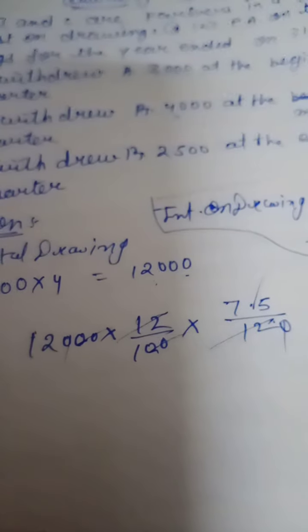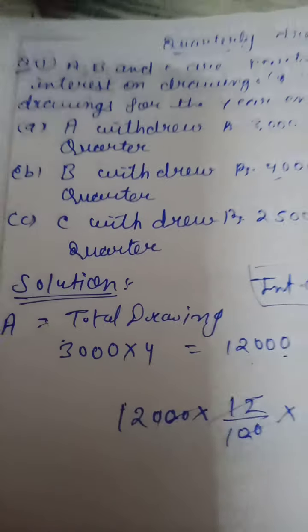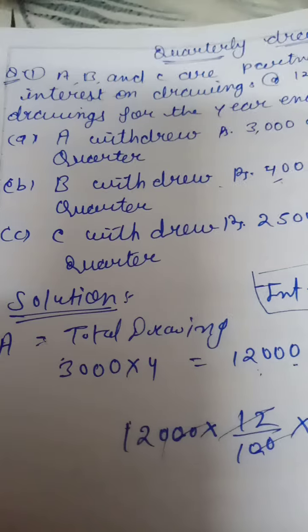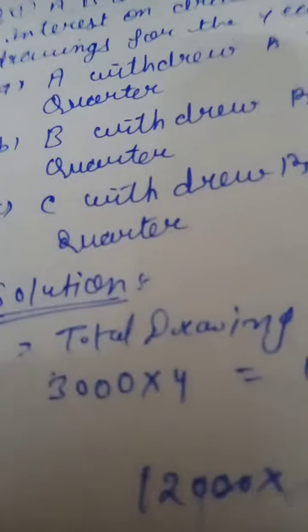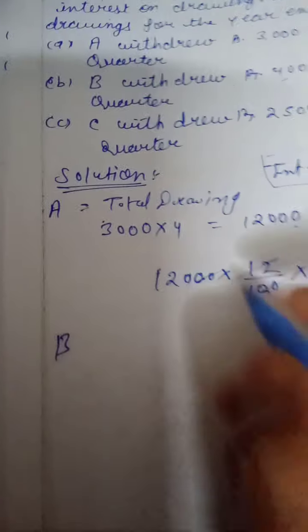Is that clear? Then we will calculate: 12 fives are 60 and 900. The interest is rupees 900. This is the answer. Then the same method for B.